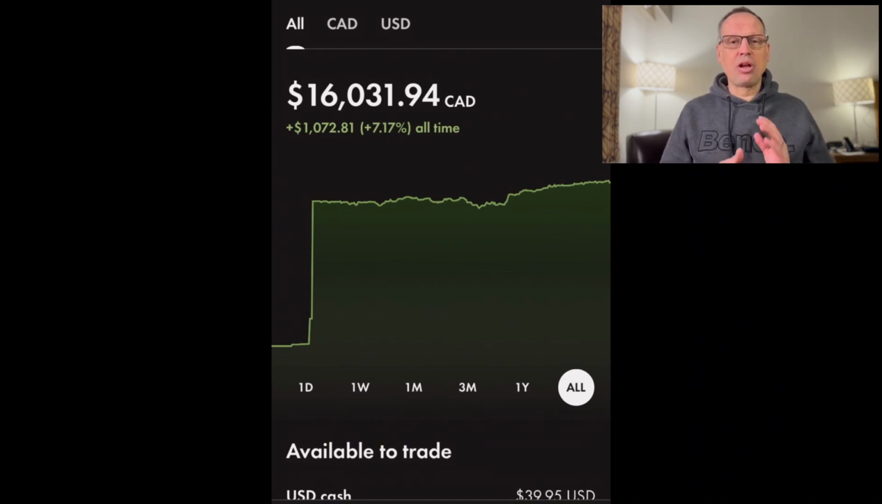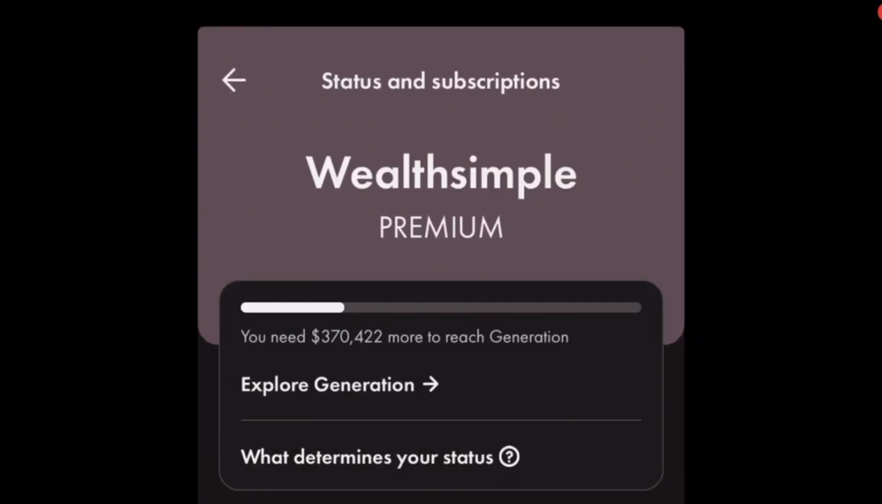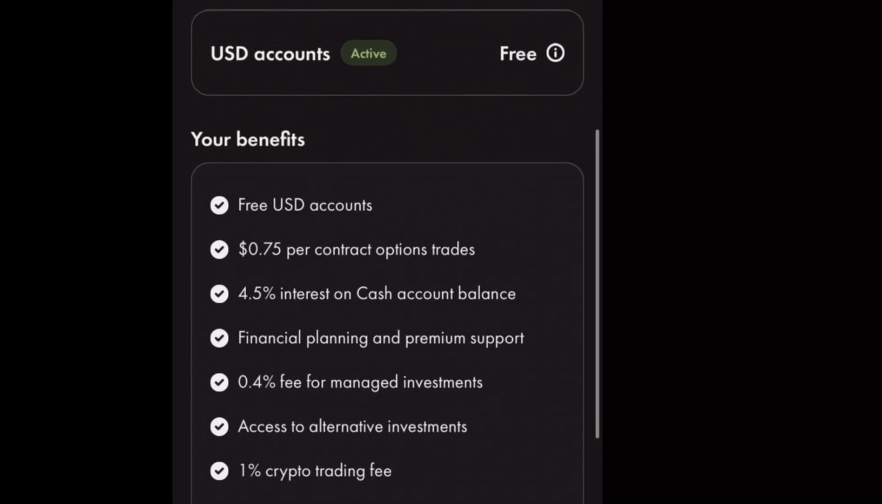Now this account is broken up into two parts. I have a Canadian account and a US account. When you hold over $100,000 with Wealthsimple, you're a premium customer and you get a free USD account. If you don't have over $100,000, you do have to pay for that account.